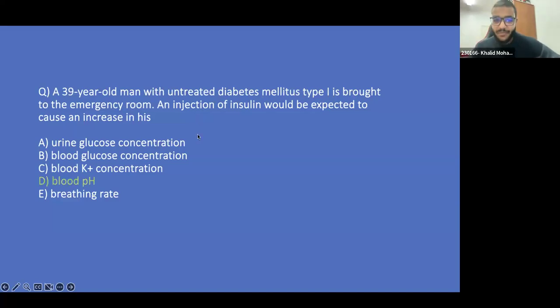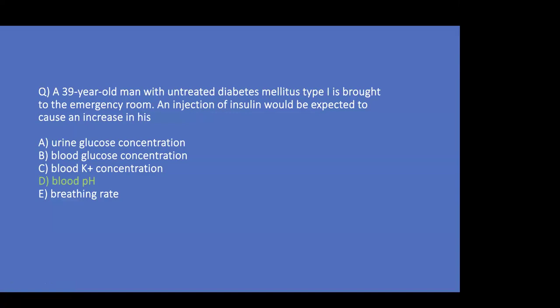The answer is D. Why? Why C is wrong, first of all, is because we said one of the functions of insulin is cellular uptake of potassium. So it would decrease blood potassium concentration.